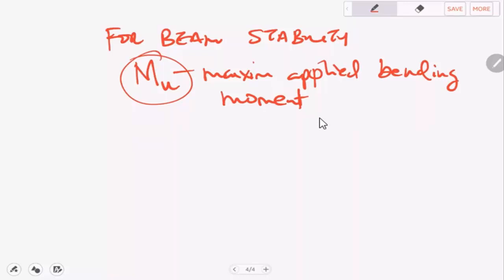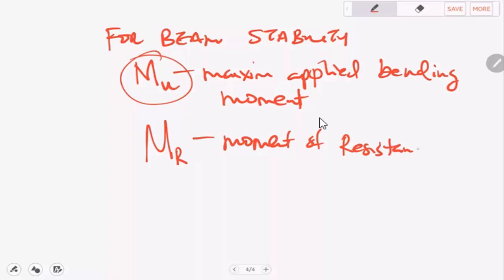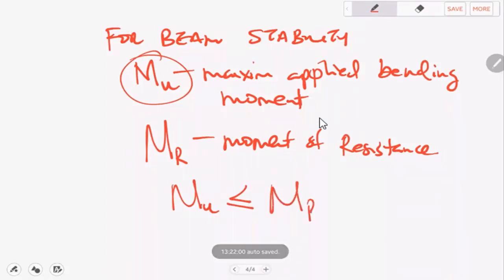Right. Then we have what we refer to as moment of resistance. Moment of resistance. So if we're talking about the moment of resistance, we're talking about the maximum bending moment which a section can provide. And for stability, the condition is the applied bending moment must be less than or equal to the moment of resistance. So that's a condition which will ensure that the compound beam which we have is going to be able to provide support to the load there.